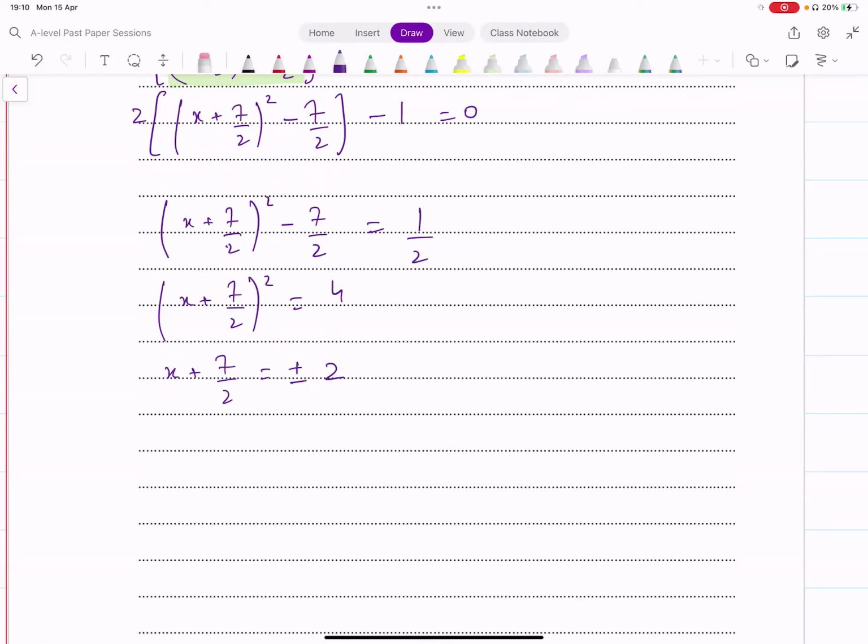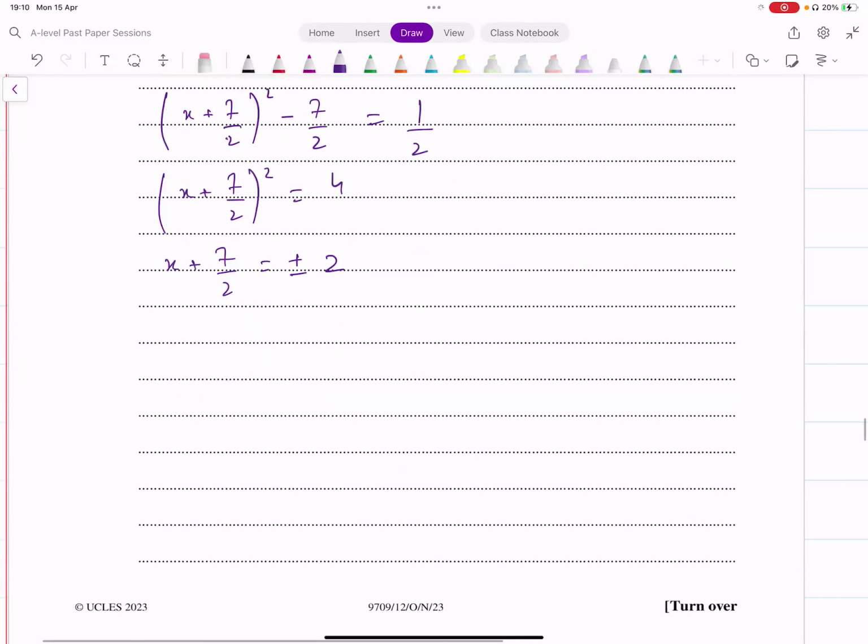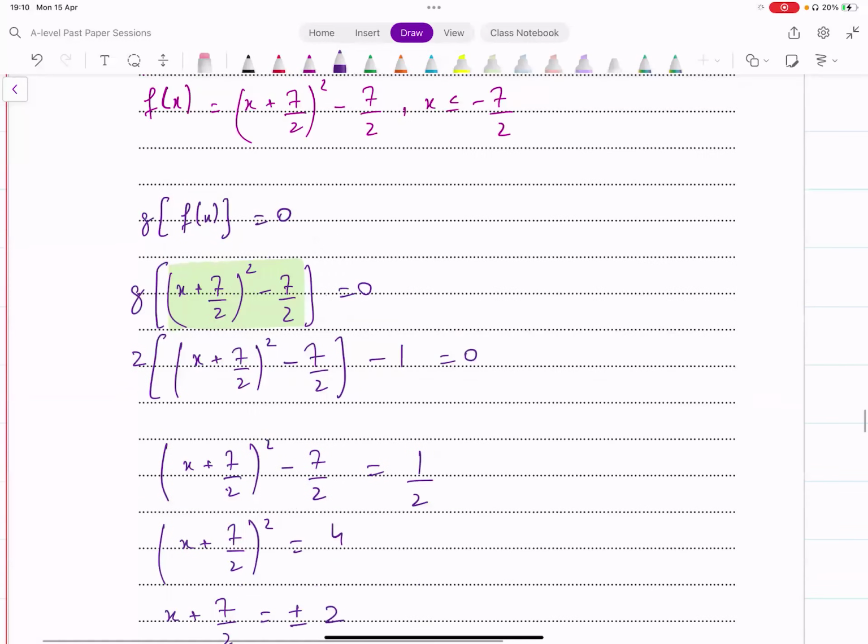On the left side, the square gets eliminated. On the right side, the square root of 4 is 2, and you have plus minus 2. That gives you two equations, x plus 7/2 equal to 2, or x plus 7/2 equal to minus 2. And you get x equal to 2 minus 7/2, which is minus 3/2, and x equal to minus 2 minus 7/2, which is minus 11/2. These are the two values that we're getting, but since we're getting multiple answers, we should check if both of them are possible.